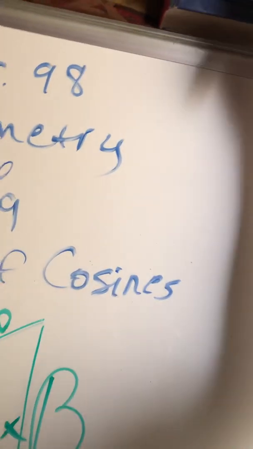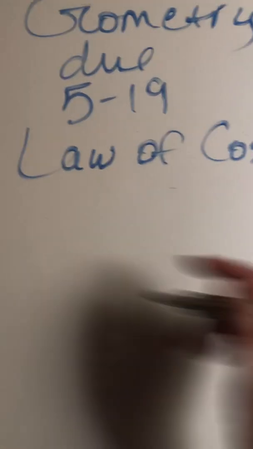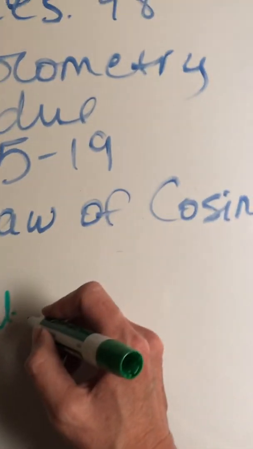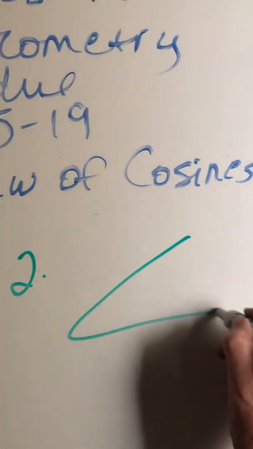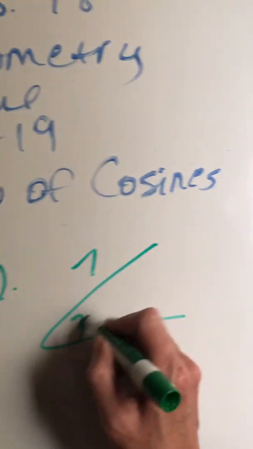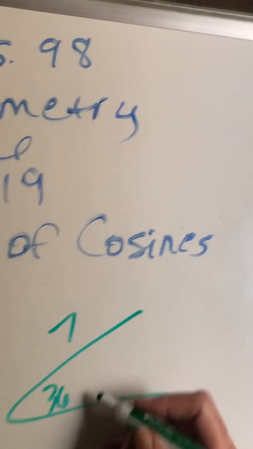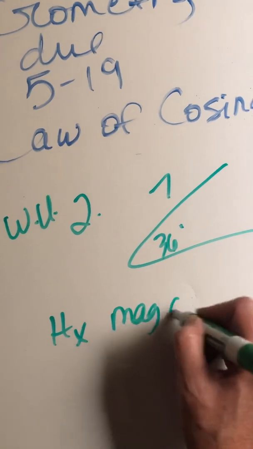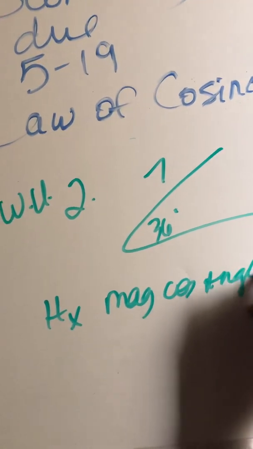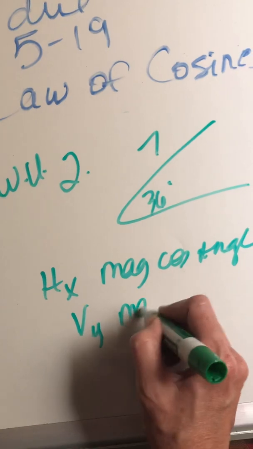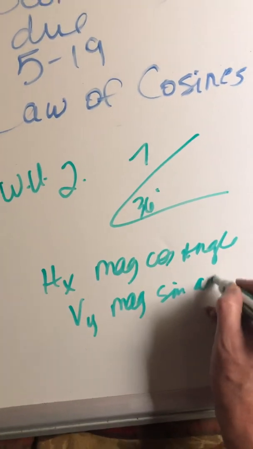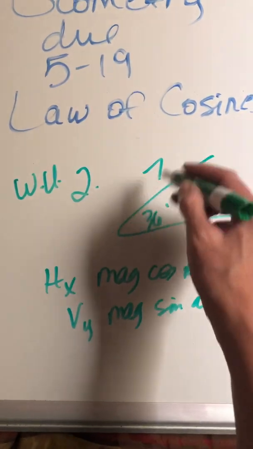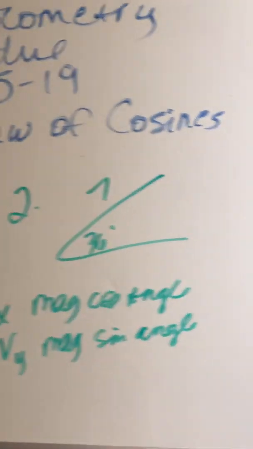I'm going to go through, just like I've always done on these videos, talk about some of the problems. One that I'm going to start with is warm up number 2, where it says decompose this vector into its horizontal and vertical components. So remember, your horizontal component is your magnitude times the cosine of the angle. And then your vertical component is the magnitude times the sine of the angle. So you've got your magnitude right there, and then your angle's 36, okay?